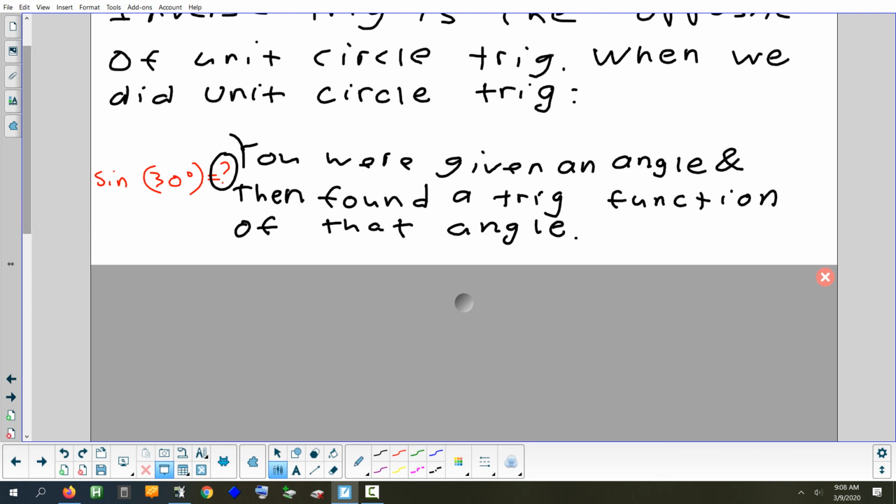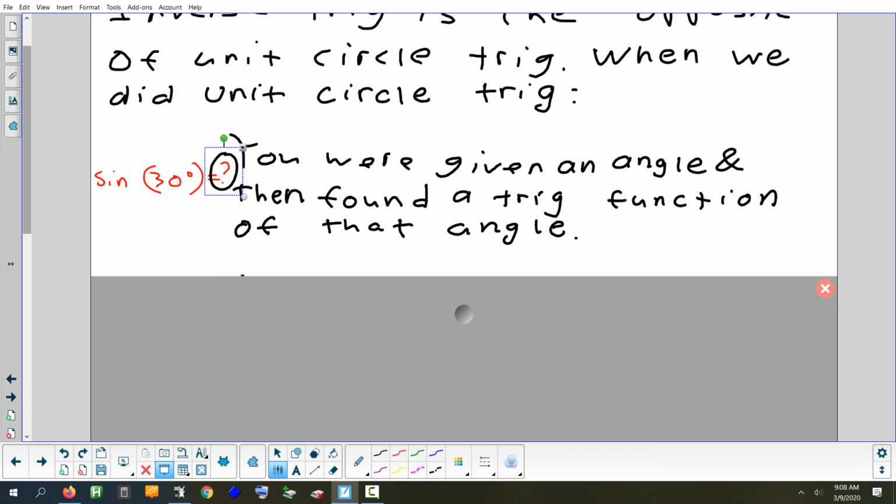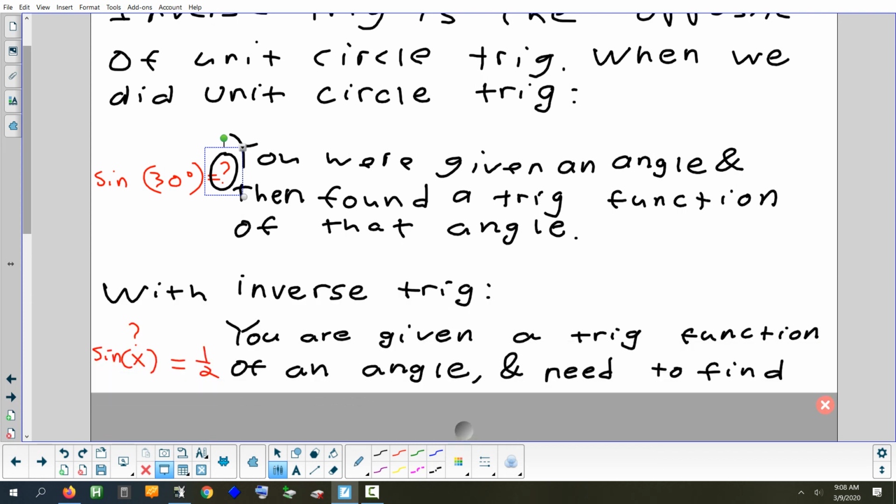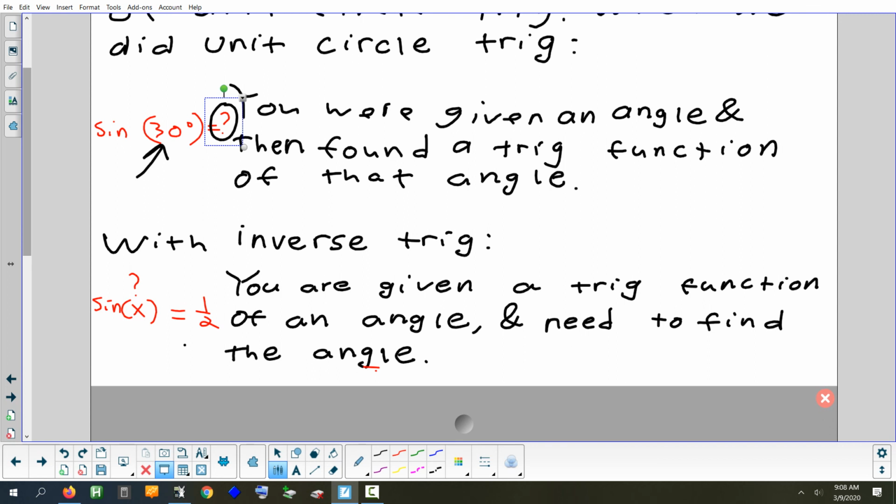This week, I'm going to give you the question mark. I'm going to tell you basically the answer to the problem. What you're going to do is work backwards to tell me what angle would have given you that answer. And that's inverse trig. You're working backwards to figure out an angle. I'm not giving you the angle. You're going to tell me the angle. That's the difference. So you need to find the angle. You're not going to be given the angle.